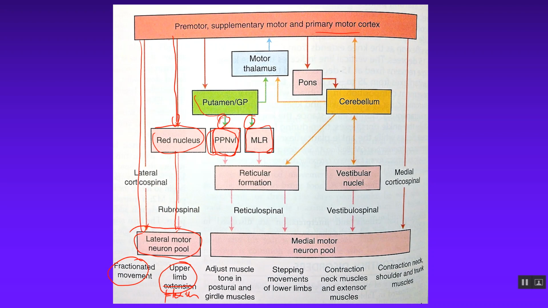So there is a center in your brain that your basal ganglia helps to facilitate when you just want to walk, and it's kind of an automatic locomotion center. Don't worry about it for an exam or anything. You just want to point that out. That's what that MLR is.